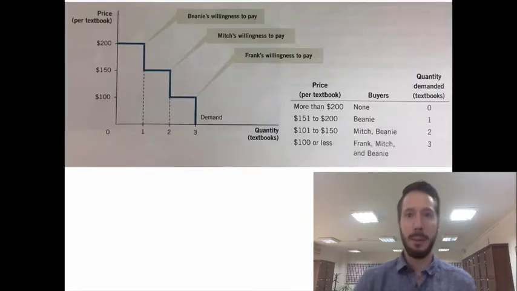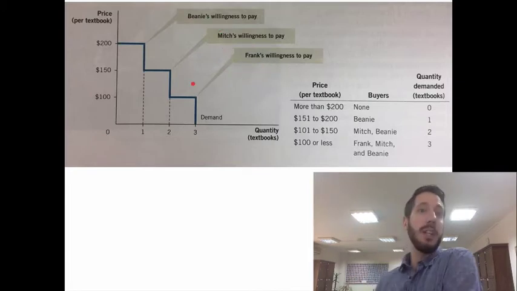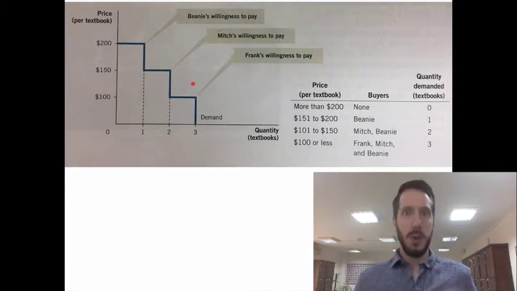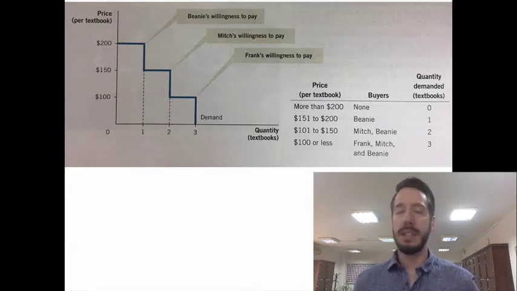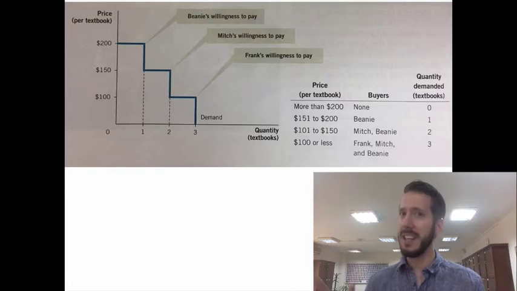So let's look at an example here. We got Beanie, we got Mitch, and we got Frank. And they're looking to buy college textbooks. A lot of you are going to be doing that soon, and they are ridiculously expensive. Try to get used ones online. That's how you can save a lot of money.